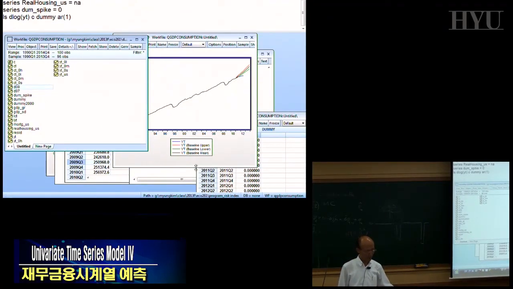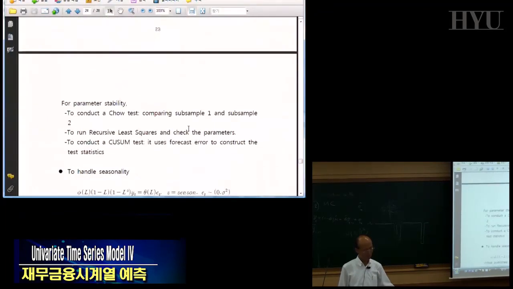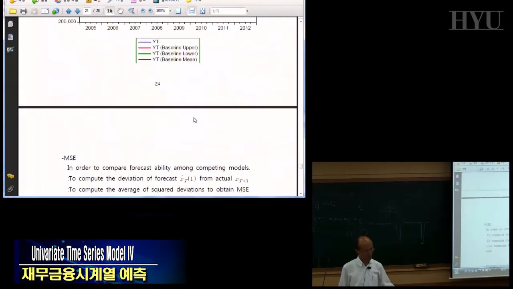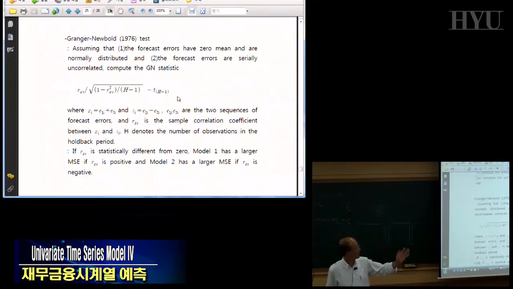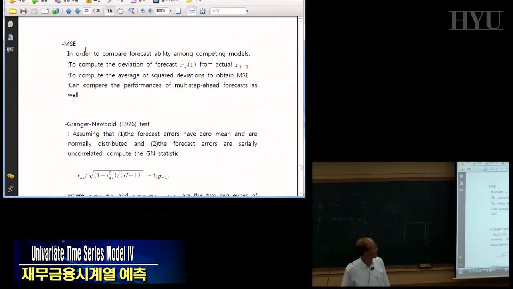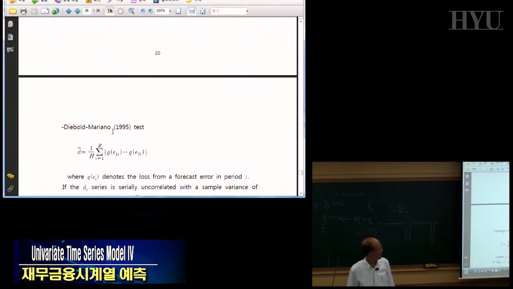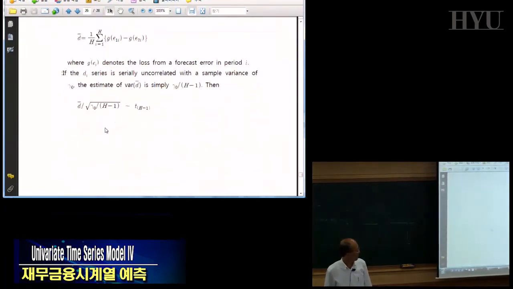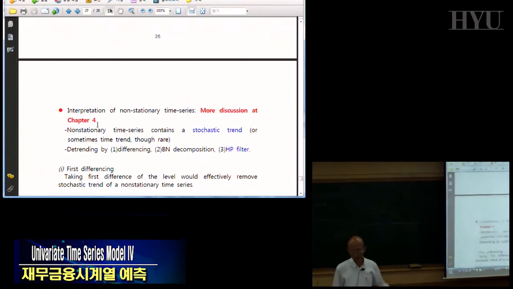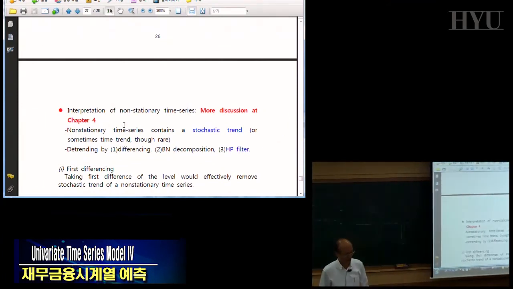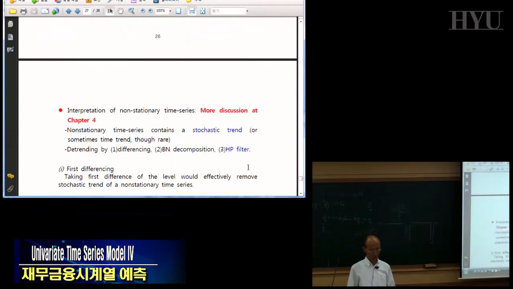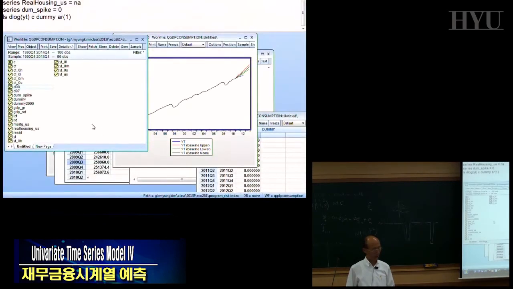When we come back next time, there are a few more things. These are things about comparing different forecasts from competing models: mean squared error, the Granger-Newbold test, and the Diebold-Mariano test. And then some things like how to remove a stochastic trend from non-stationary time series. But they are a small part. So when you come back next time, we'll take a look at this GDP forecast again.